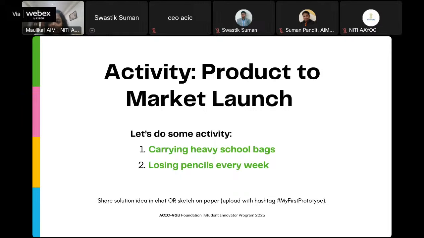Monica, do let me know about the answers. Yes, yes. Can you repeat the question, Swastik? Okay. So the question is, you need to find a solution for carrying heavy school bags. What kind of solution will you figure out with respect to this question? Somebody is saying they'll make a suspension system for the backpack. Okay, somebody is sharing they'll go to the gym.